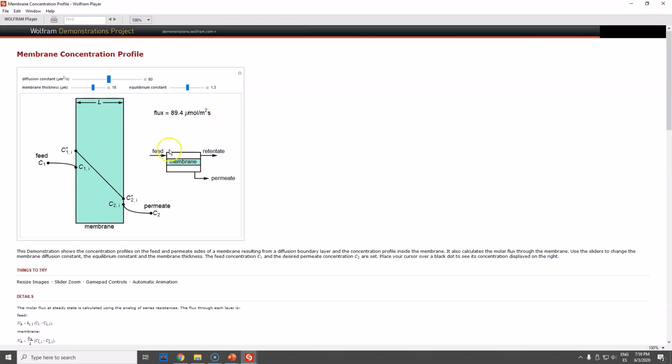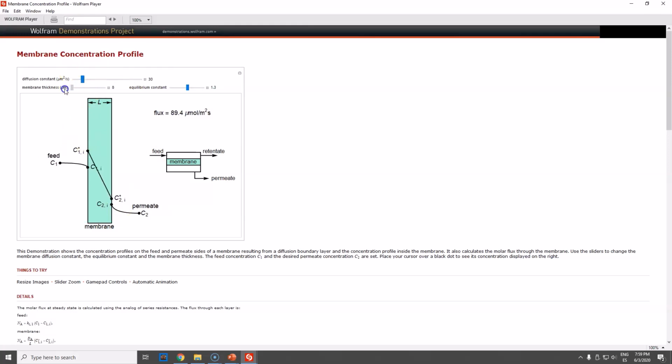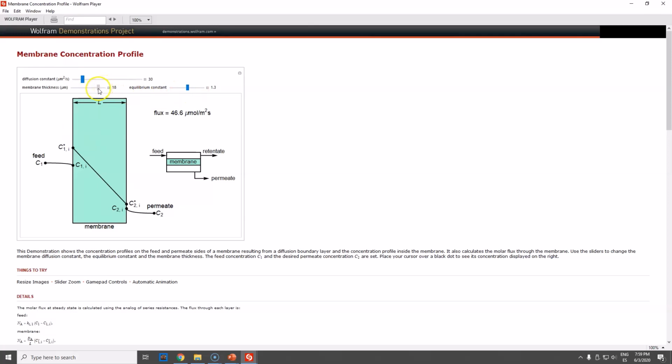And what I want you to check out also, guys, is how changing these bars affects the concentration profile. So for instance, the thickness will change this in the x-axis. The diffusion constant changes this in the y-axis. So the concentration changes. And the equilibrium constant shifts the line or the difference between the concentration in the interfaces.